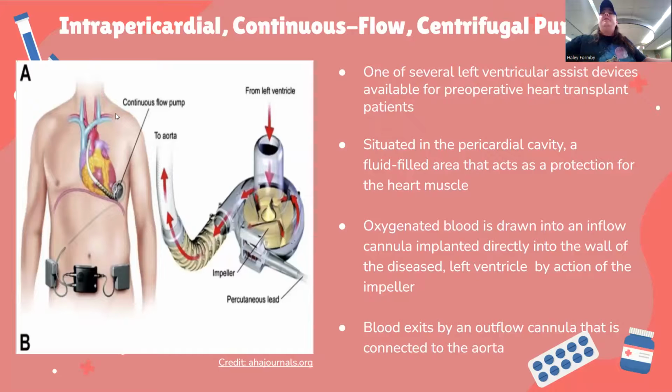Attached to this port is an inflow cannula, and this is where the blood is drawn into the device from the left ventricle by action of the impeller. Blood then exits the machine at the outflow port, which is down here, right here. That is attached to an outflow cannula, right here, that delivers blood to the aorta. Percutaneous lead seen here is where the device is connected to external power source in the controller. You can see the external power source in the controller right here.